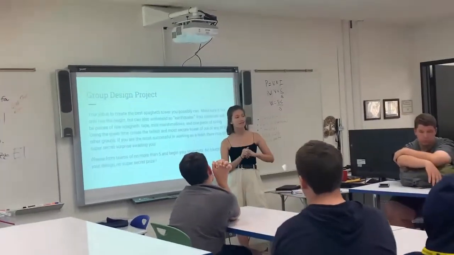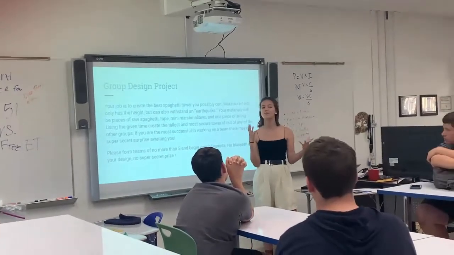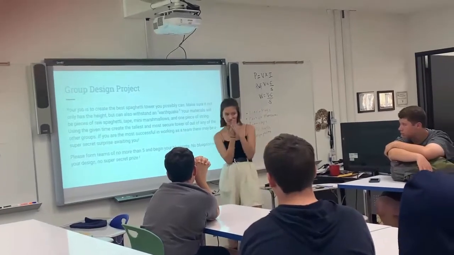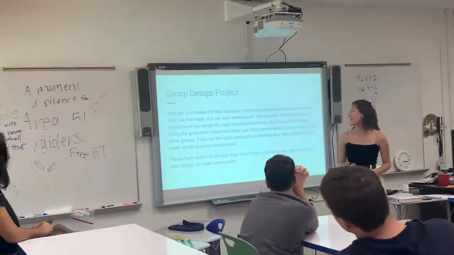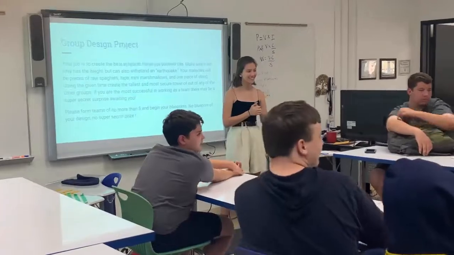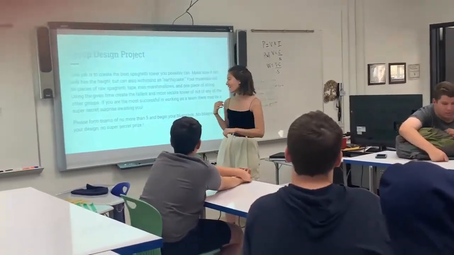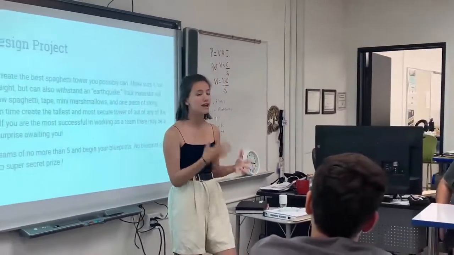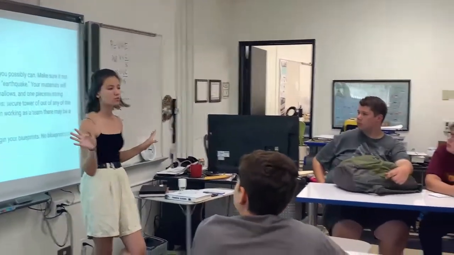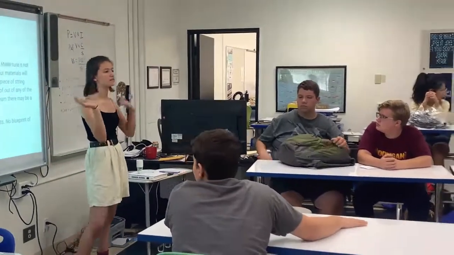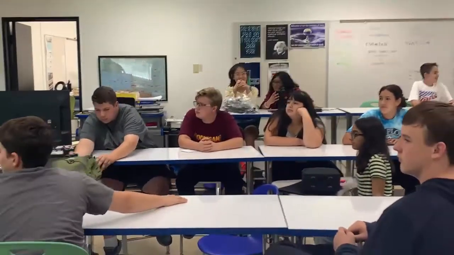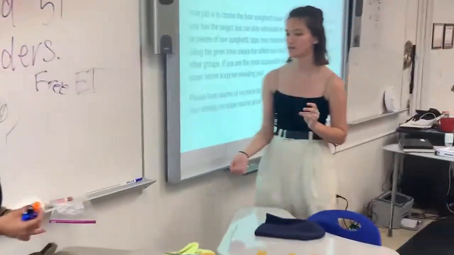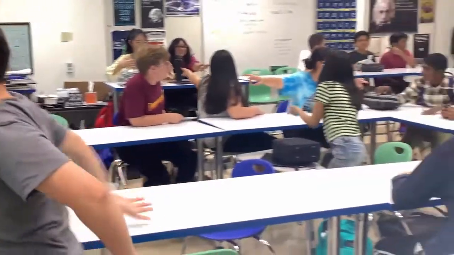The person with the tallest tower and the one that can stand up the longest is going to win a super secret prize. Who knows what that is? You get to eat the box of spaghetti. And also, if you guys don't make some sort of blueprint, some sort of design that we can see, then there is no prize. You don't get it, regardless of if you have the tallest tower or not. Alright, so go ahead and break up into groups of about 5. You can make your blueprints on the whiteboard table. We do have markers.